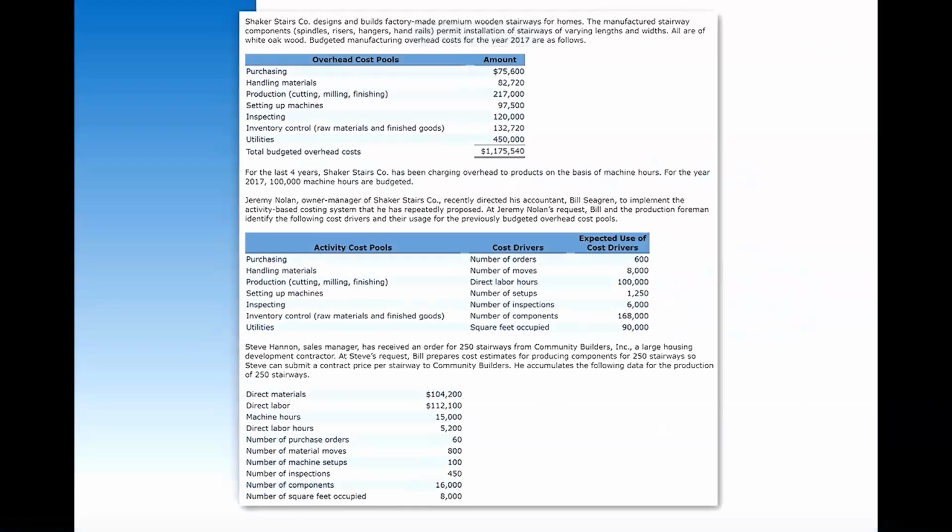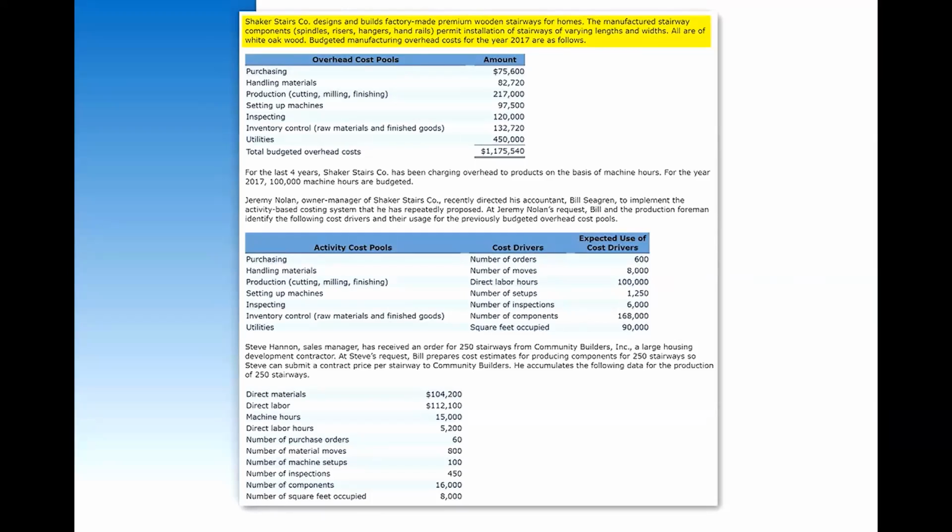The purpose of this problem is to determine overhead allocation under activity-based costing as well as traditional costing. We're also given a situation on a particular job estimate and asked to calculate the cost per unit under activity-based costing and traditional costing. We're told that this company designs and builds factory-made premium wooden stairways for homes. The manufactured stairway components permit installation of stairways of varying lengths and widths.